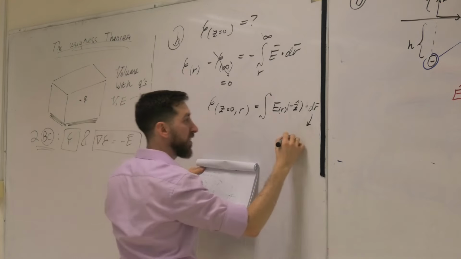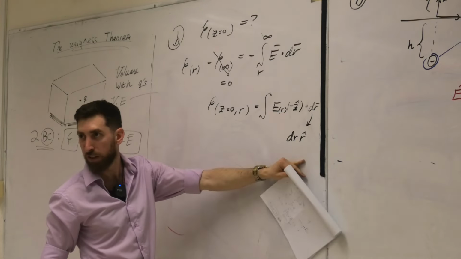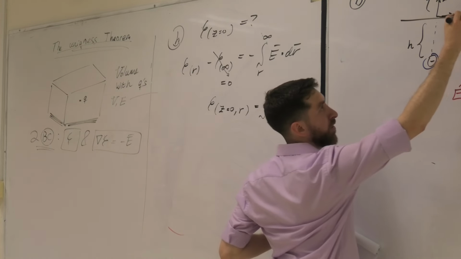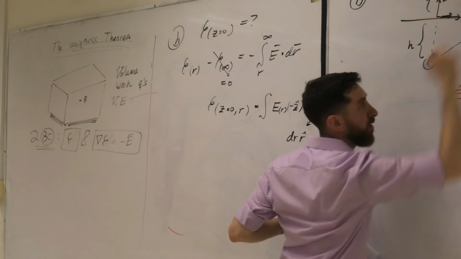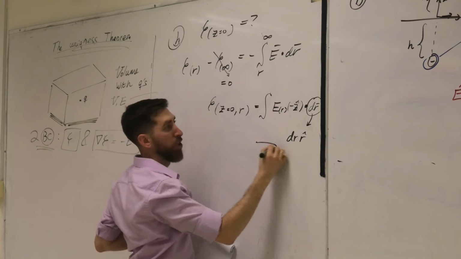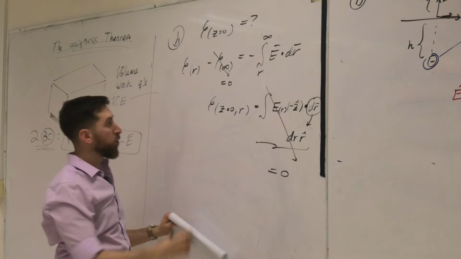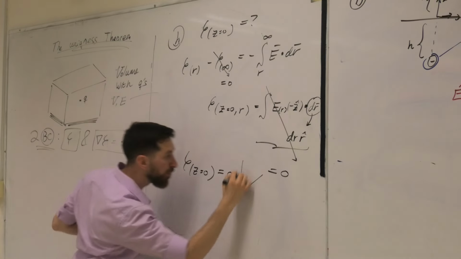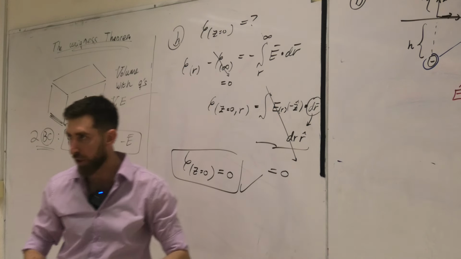So this is dr, r, right? If I want to take steps here, they're always perpendicular to the field, right? We have the dot product, so this is by definition equal to 0. So the potential at z equals 0 equals 0. Aha, we satisfy the boundary condition.